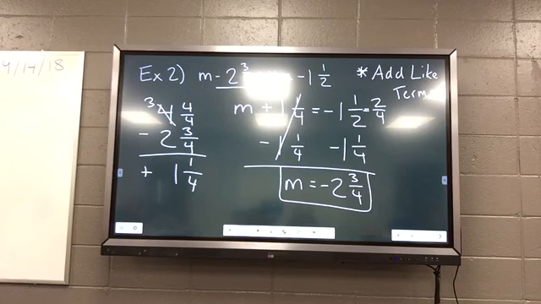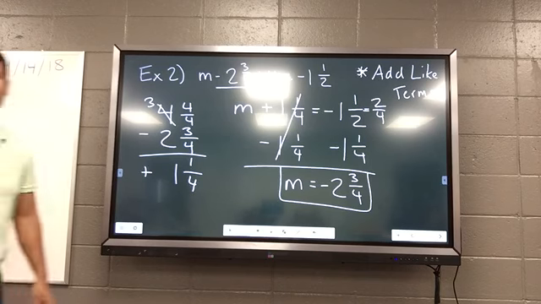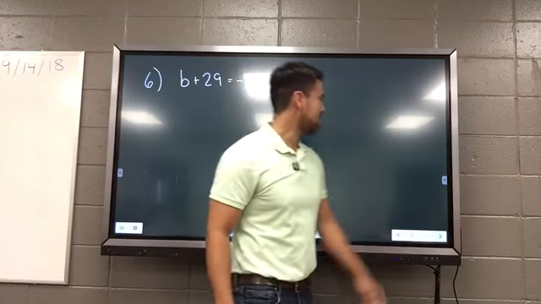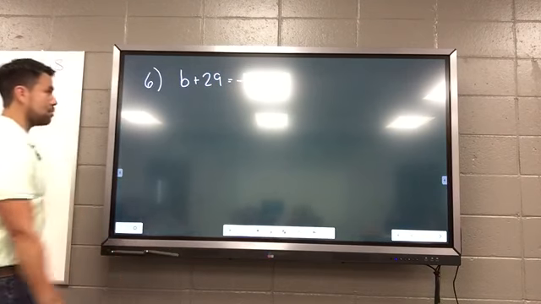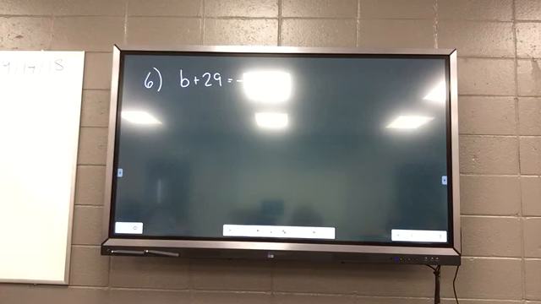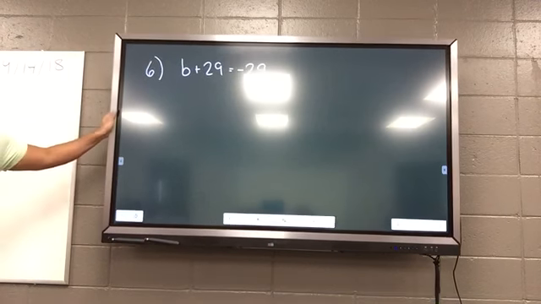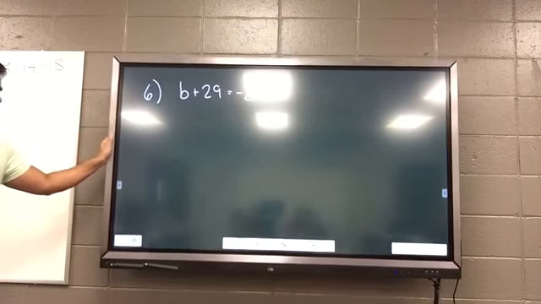Man, that was a rough one there. How many of you kind of get this? Okay, how many of you can do one on your own? Of course you can. I see all those hands. Do this one on your own real quick. It's b plus 29 equals negative 29. If you can't see it, sorry, because there's a big glare.